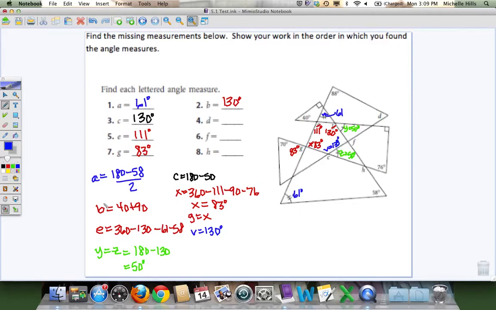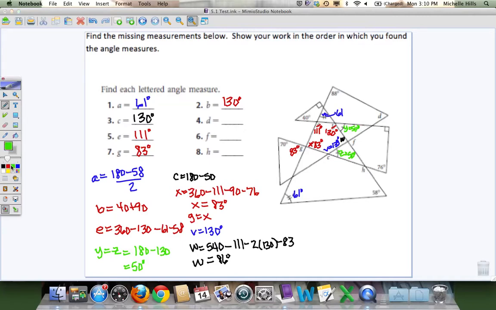And the reason that I did this is once I know that angle measure, I made this angle measure W because I have a pentagon here. And if I use the pentagon sum conjecture, I know that the sum of those 5 angles has to be 540 degrees. So to find W, I'm going to take the 540 degrees, subtract out the 130, the 111, the 83, and the 130. So minus 111, minus 2 times 130, and minus my 83. So W equals 86 degrees.